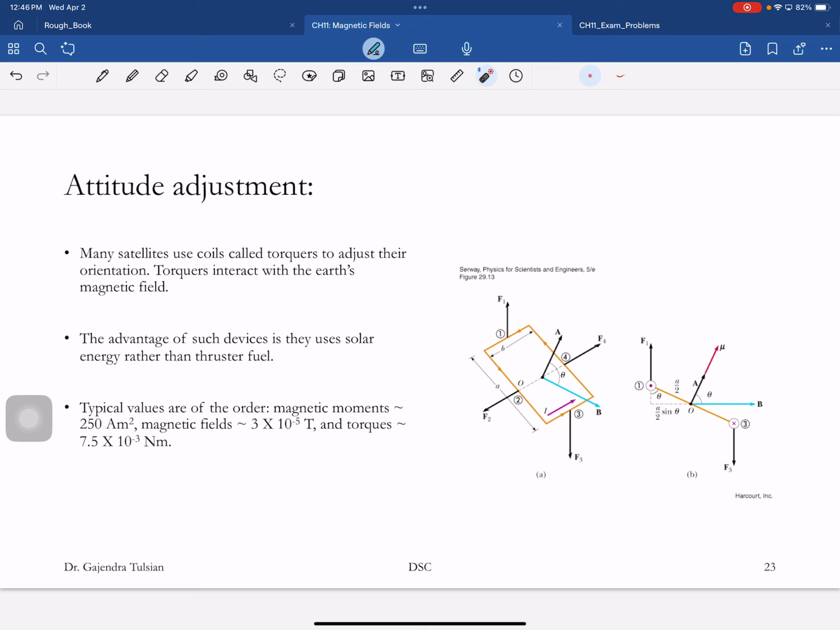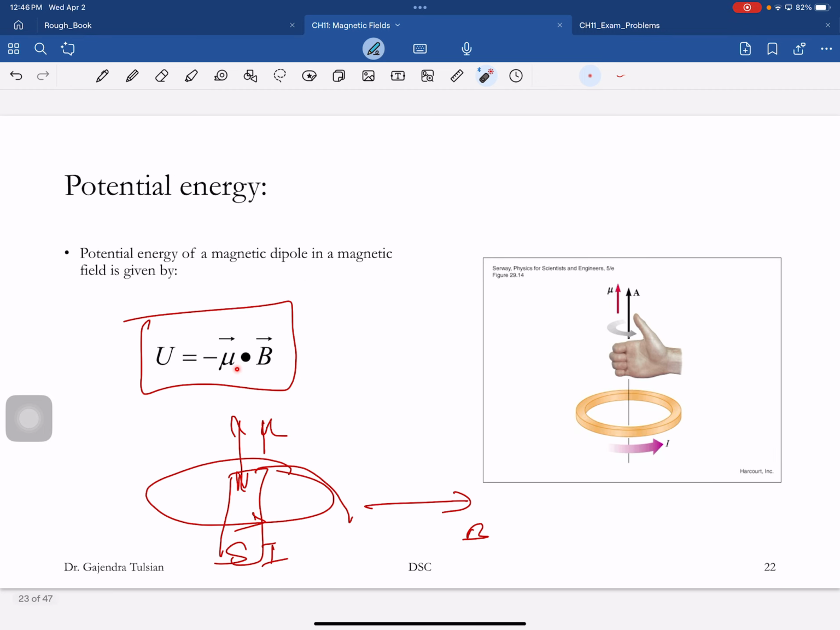If potential energy is being converted to kinetic energy as it goes closer to the magnetic field, does it mean that when the mu is parallel to the magnetic field is when the potential energy is the greatest? Is the least. The least. Yeah. When it's opposite, it's the greatest. Opposite is the greatest. Yes, that's why the negative sign. When it's opposite, the dot product would be negative. Negative of negative would be positive. When it's parallel, that would be positive, and the negative sign gives it the least potential energy.